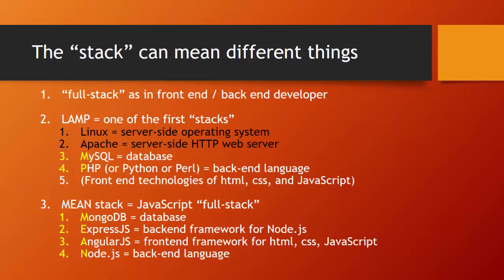Another very common stack that people are discussing right now is the MEAN stack. That is a pure JavaScript stack for building full-stack web applications. The MEAN stands for MongoDB at the database end, E for Express.js, which is a backend framework for Node.js, AngularJS, which is a front-end framework for HTML, CSS, and JavaScript, and Node.js, which is actually JavaScript used on the server.